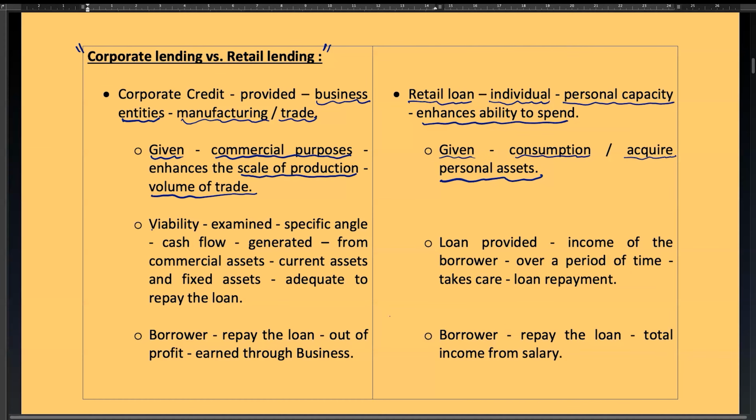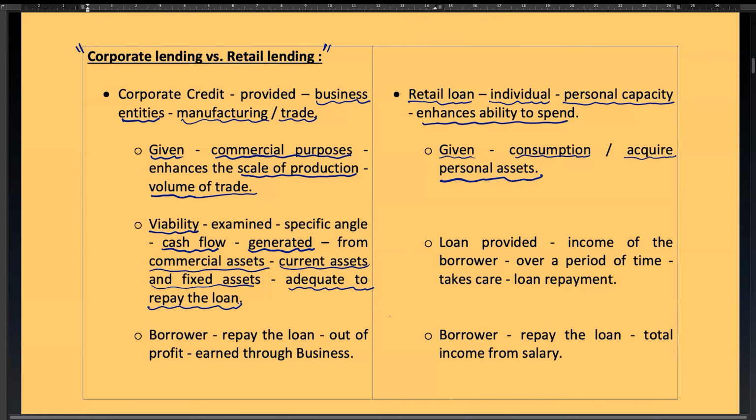And if you look at it from the viability angle, as far as corporate loans are concerned, the viability is decided by looking at the cash flow that is going to be generated from the assets they have funded. The bank is going to fund the entity for acquiring some asset. It can be current assets, it can be fixed assets, so we call them commercial assets. These assets are going to be put into use in the business that will generate income, that will generate profit. So the viability testing will be whether those cash flows are adequate to repay the loan or not.